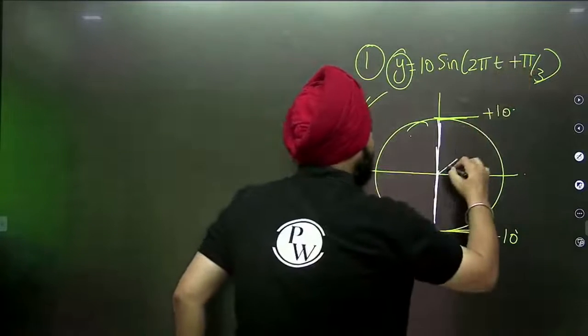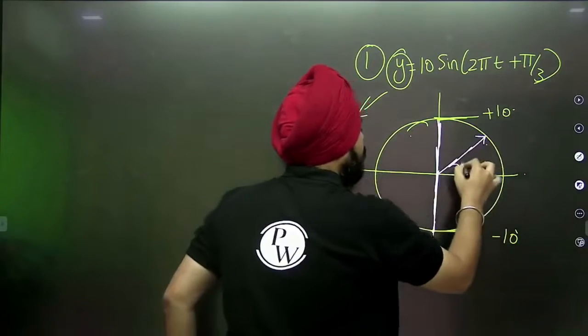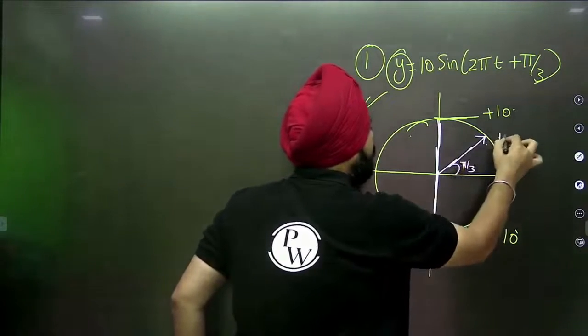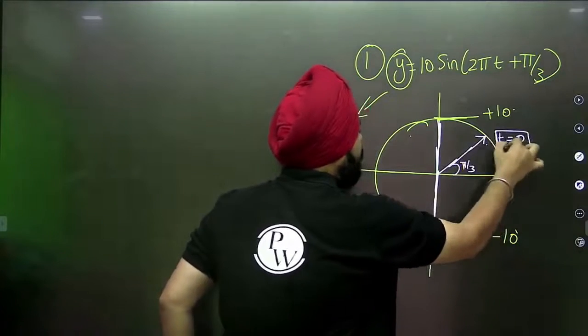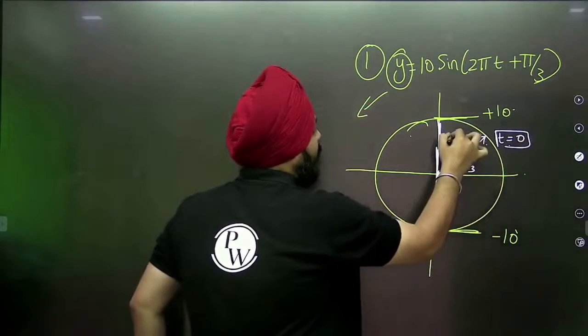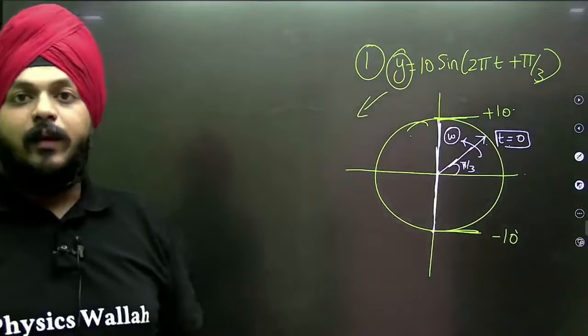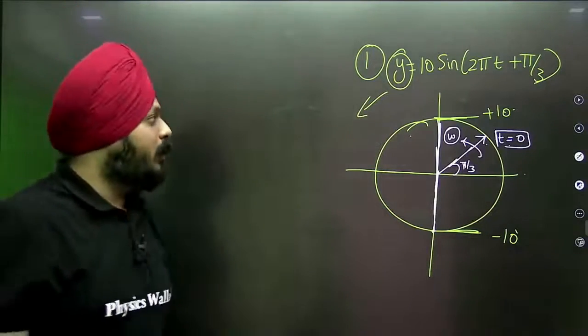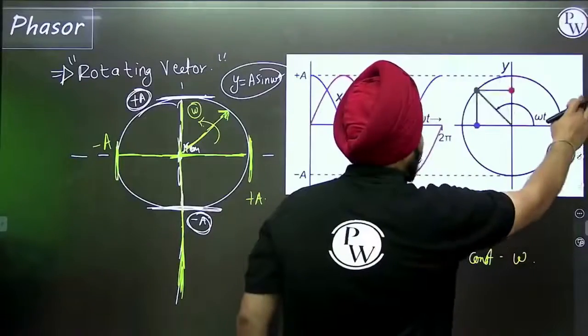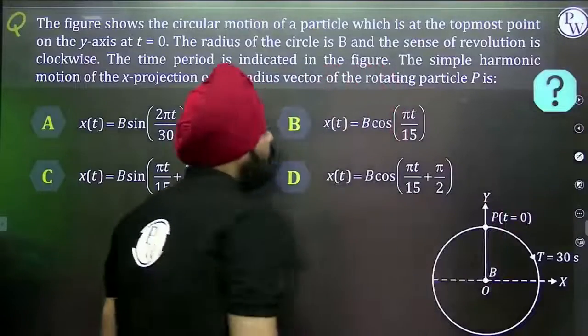The initial phase angle is pi by 3, so this is pi by 3. This will be the initial point of the phasor from which it is going to start rotating with the angular velocity omega. This is the phasor diagram. Now let's move on to the sums related to it, then you are going to understand this stuff.